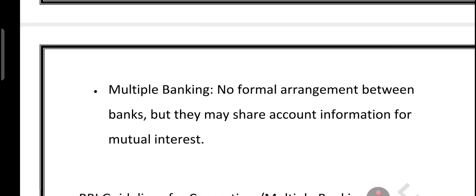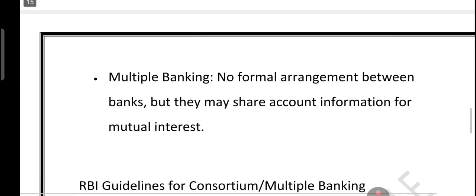So to summarize, a term loan may be disbursed in full or in stages. Promoters must bring in their share of the money and prove it. RBI wants DER to stay in control, and for large loans, banks either team up, which is consortium, or lend separately. That is called multiple banking.